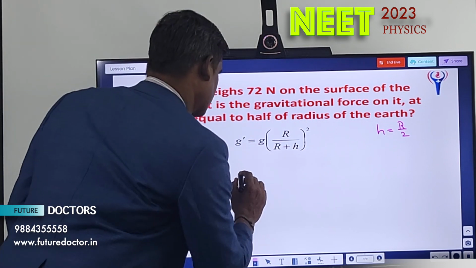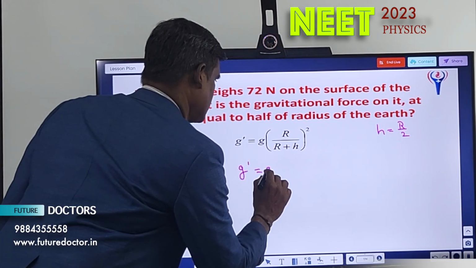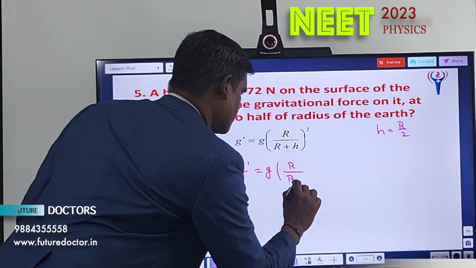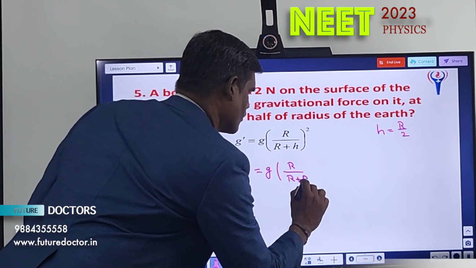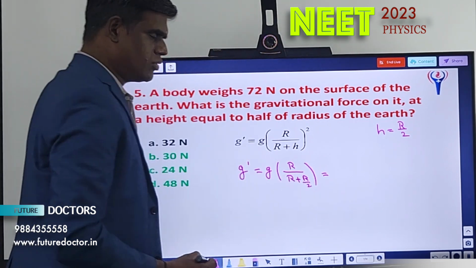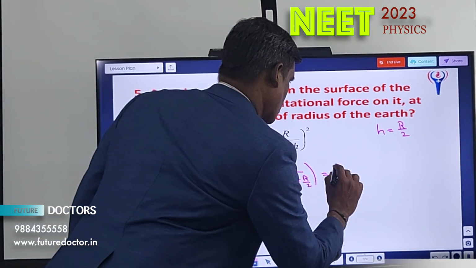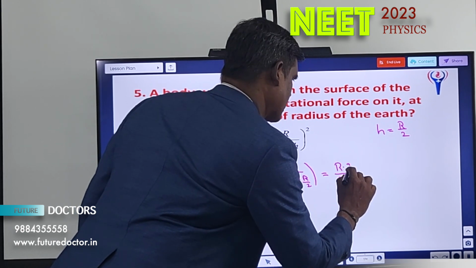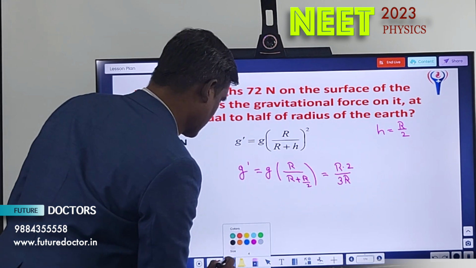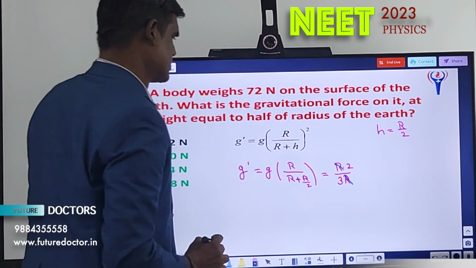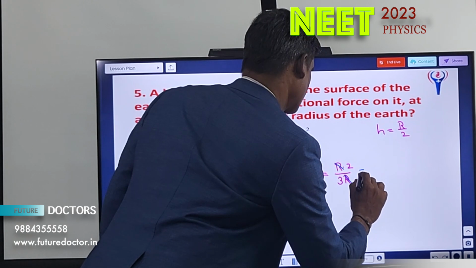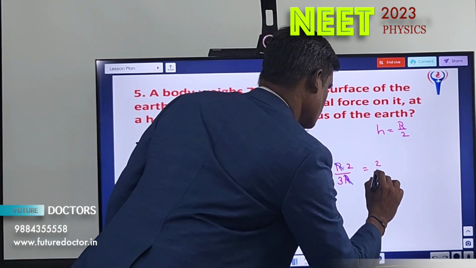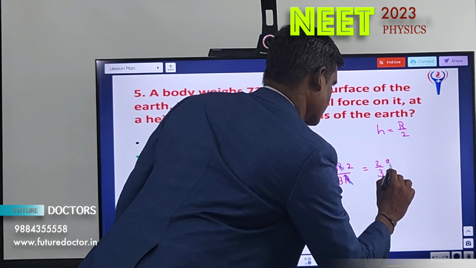Then substitute this here. g dash equal to g into R divided by R plus R by 2. R plus R by 2 is 3R by 2. So R by 3R by 2, I am taking upward. Then R gets cancelled. Then it gives 2 by 3, equal to 2 by 3 of g.